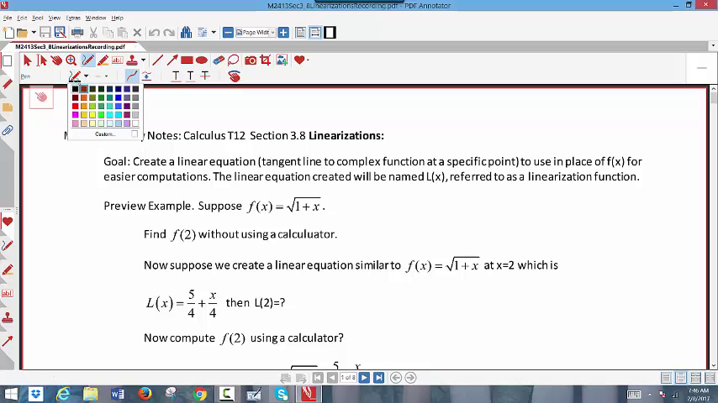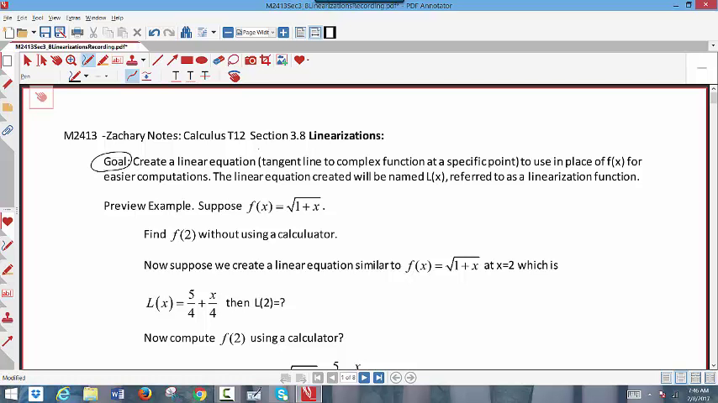Hello calculus students. Today we're going to talk about linearizations, which are sometimes also called the differentials section. In this section our goal is to create a linear equation, which is specifically the tangent line to some function at a specific point. And we want to create this equation so we can use it in place of the original function.